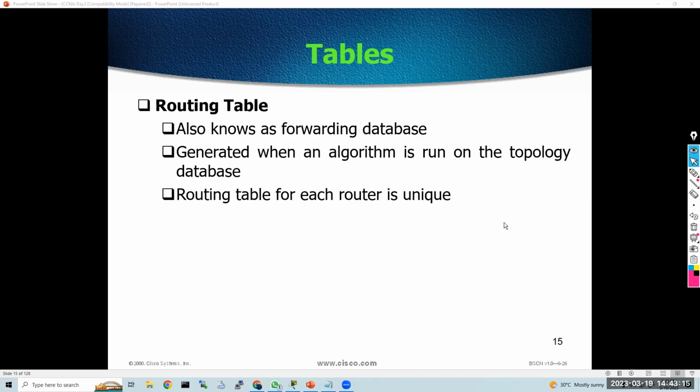So let me jump to the routing table. The routing table, also known as the forwarding database, is generated when the algorithm is run on the topology database. The routing table for each router is unique, which we shall discuss in the coming slides.